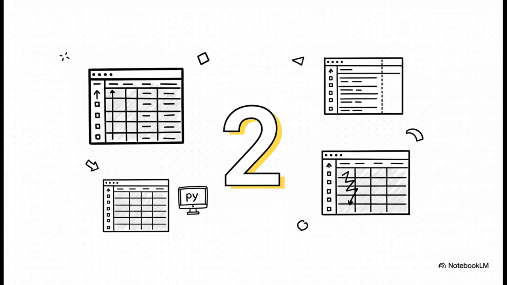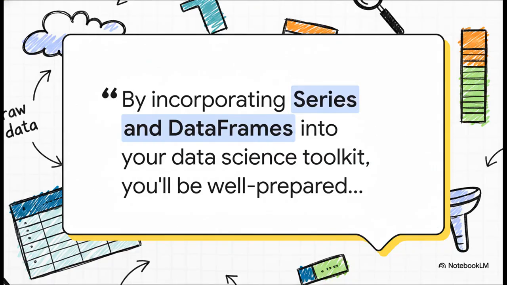So let's boil it all down. If you remember just one thing from all this, make it this. You only need to master two main ideas: the one-dimensional series and the two-dimensional data frame. Every single powerful function, every complex analysis you'll ever do in Pandas, it's all built on these two simple concepts. Master them, and you are well on your way. And hey, don't just take my word for it. The official documentation says it perfectly. By adding series and data frames to your toolkit, you'll be ready to handle a huge range of data-related tasks. Learning this stuff is a genuinely empowering step forward.